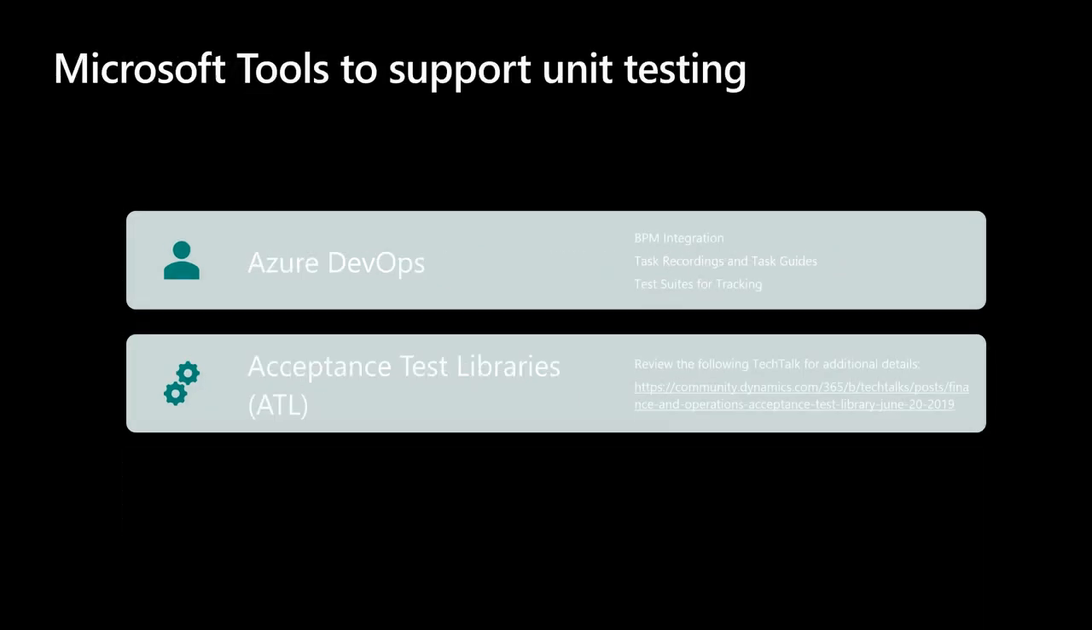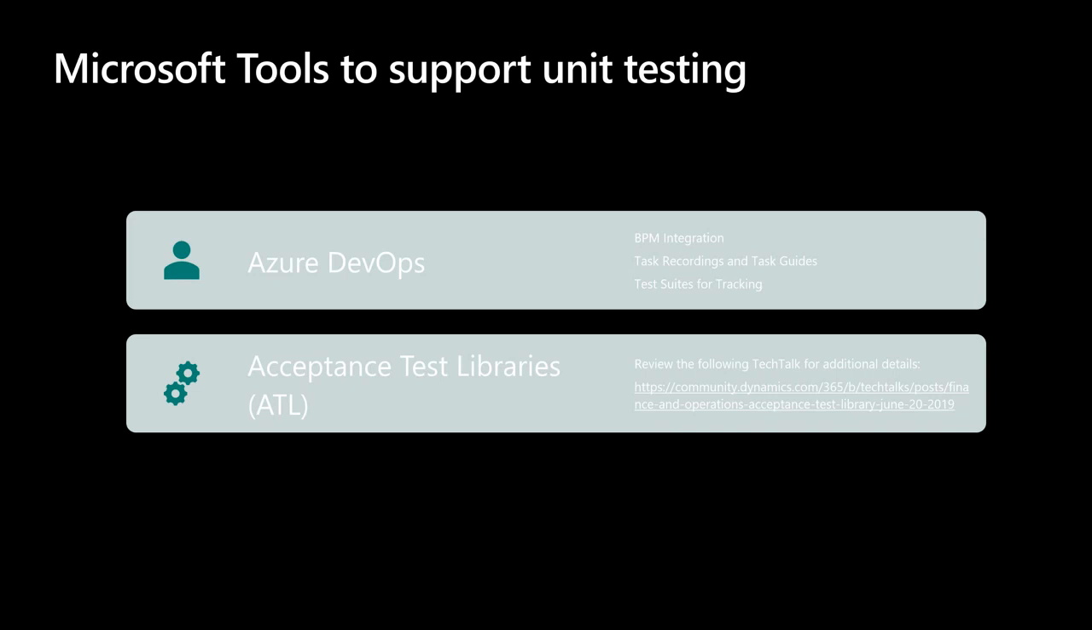In order to help facilitate this unit testing within the application, there's a few different tools we make available from Microsoft. First is Azure DevOps. If you're familiar with Dynamics 365 implementations, that's going to link to an LCS site, or Lifecycle Services site, behind the scenes. And then you also have the ability to link your Azure DevOps to your LCS environments, so you can do your integrations with your business process models and business process libraries.